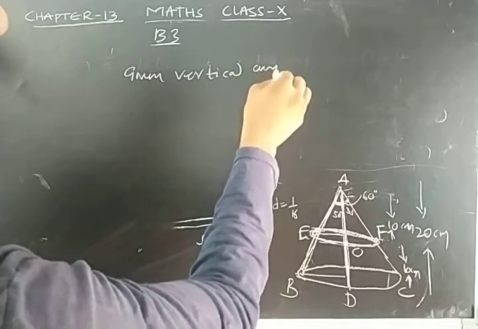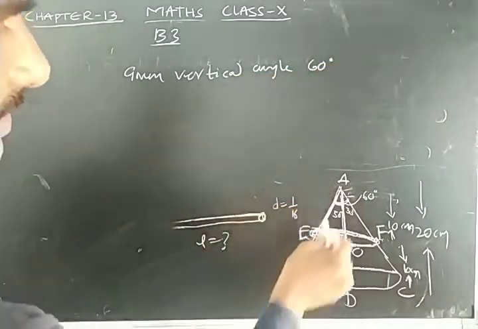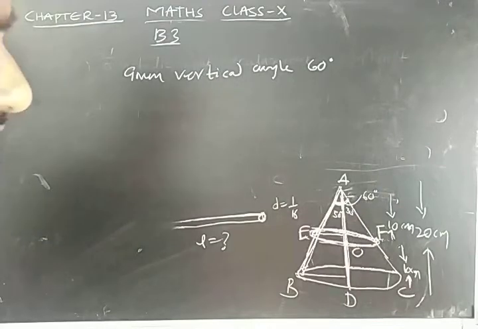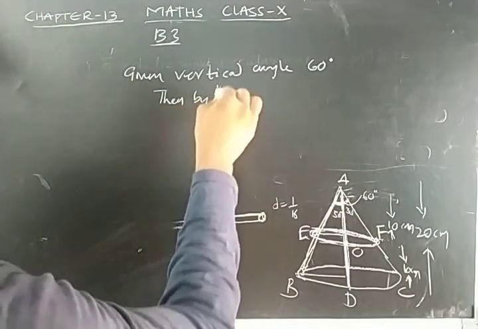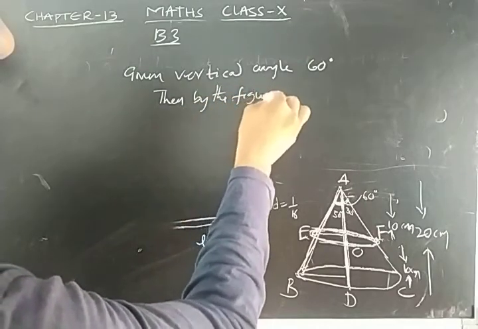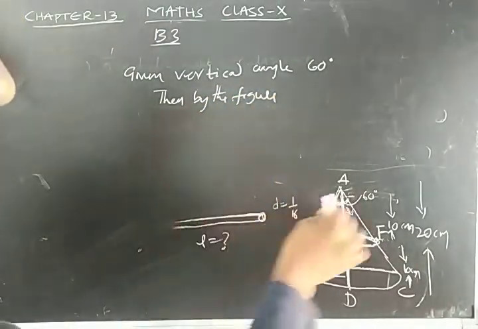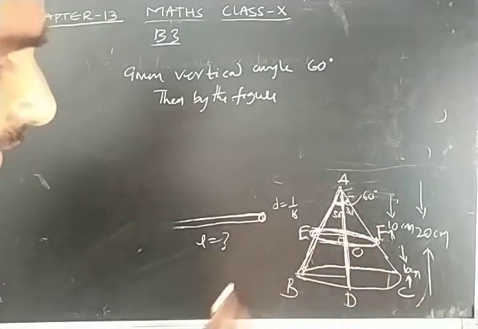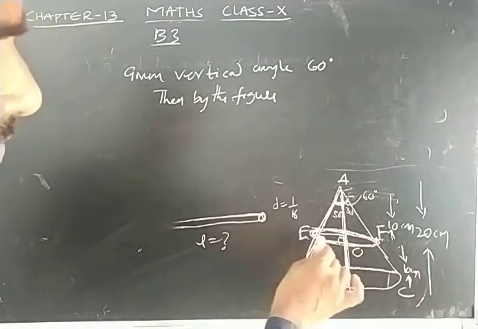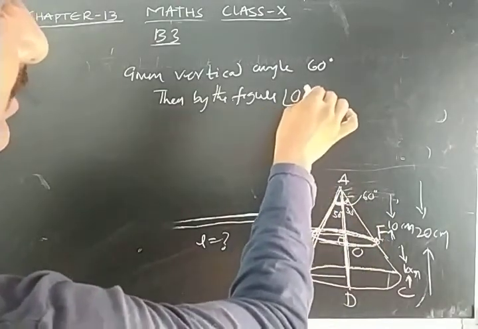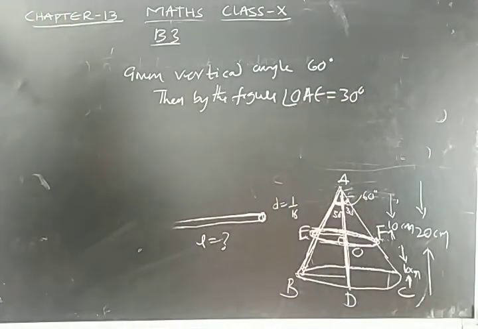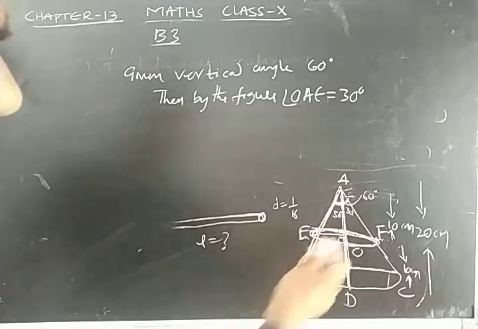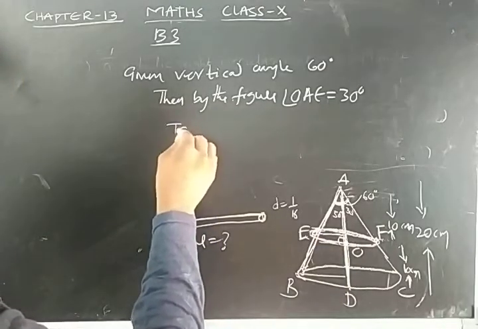Vertical angle 60 degrees. Vertical angle is angle at the vertex. It is 60 degrees. Then by the figure, this angle will be 90 degrees. Angle OAE will be 30 degrees, right? And what is given from this? I am finding tan 30 from this triangle.